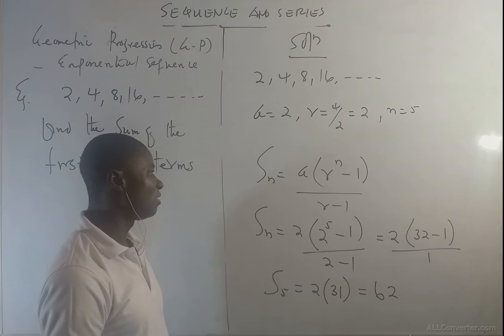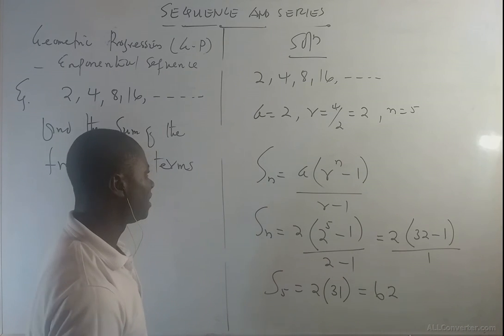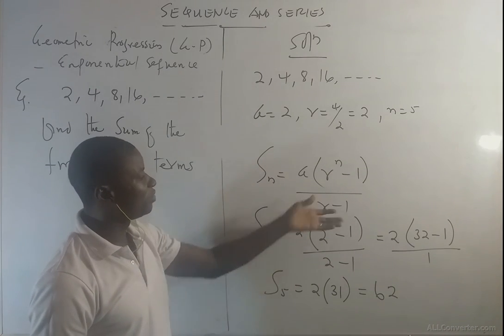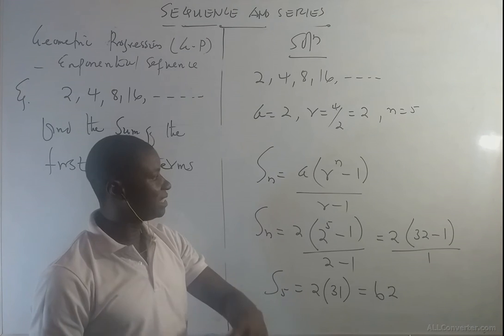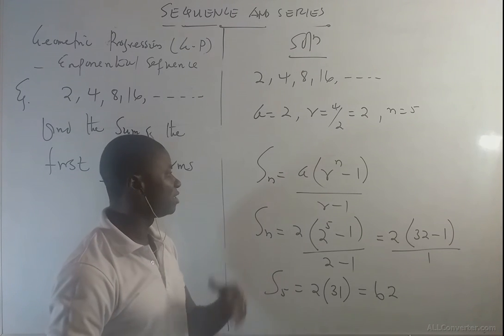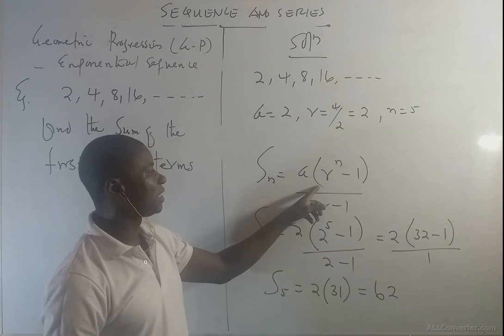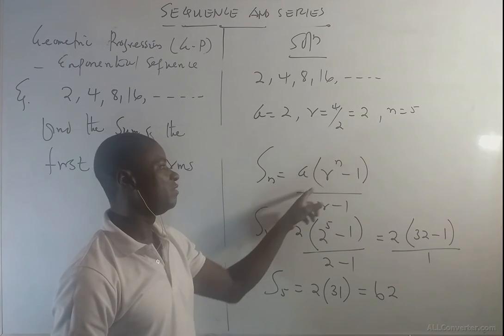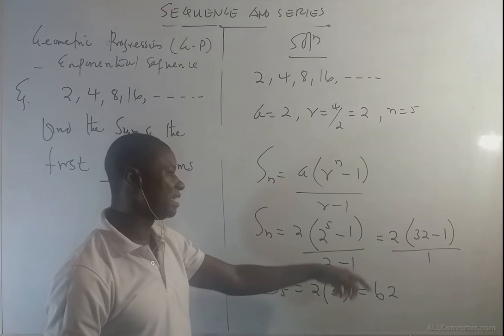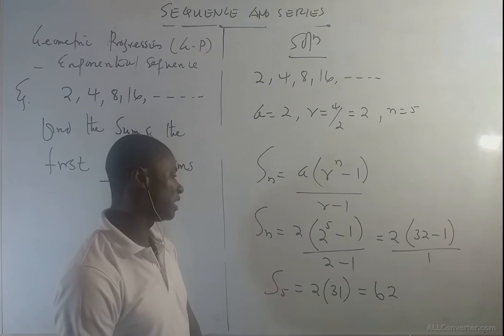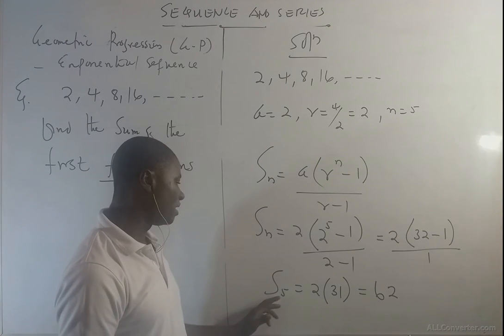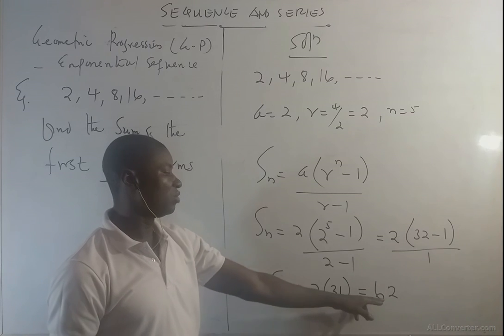So take note of that. Now, let's assume that you have to use the other formula. You can try that and see, because I'm saying that mathematics is practical. So use Sn equals a into bracket 1 minus r exponent n divided by 1 minus r, rather, and see the answer you are getting, so you understand what you are talking about. So the sum of the first 5 terms is equal to 62.